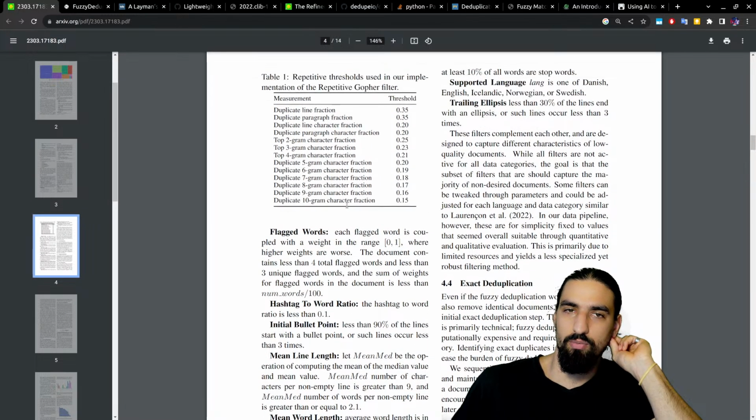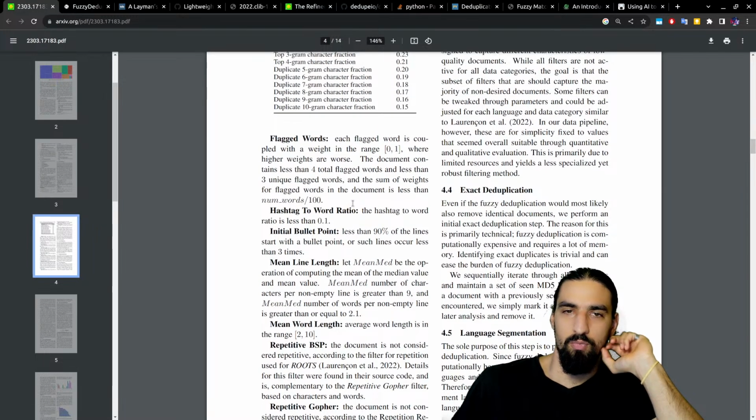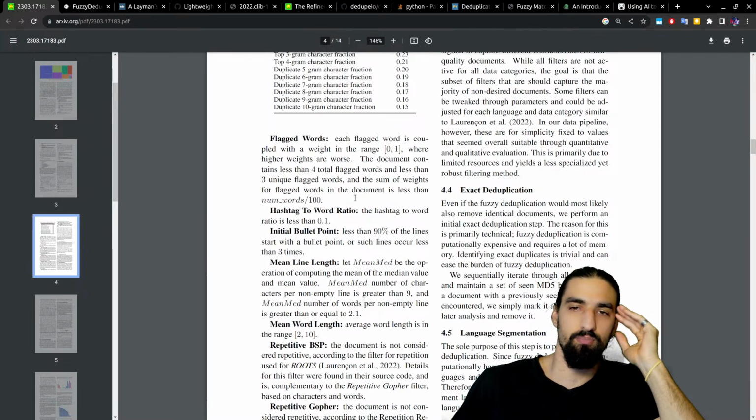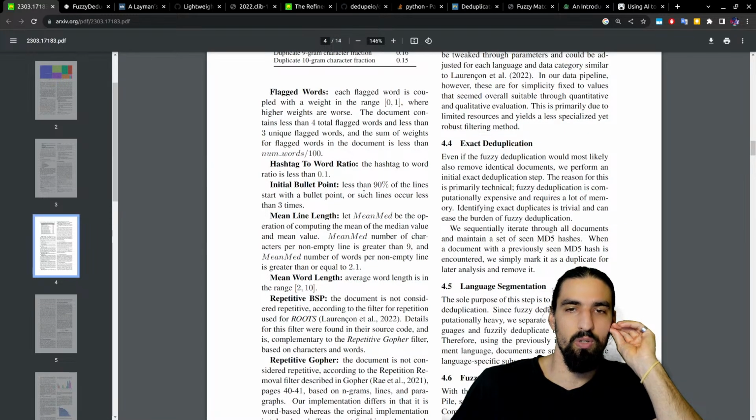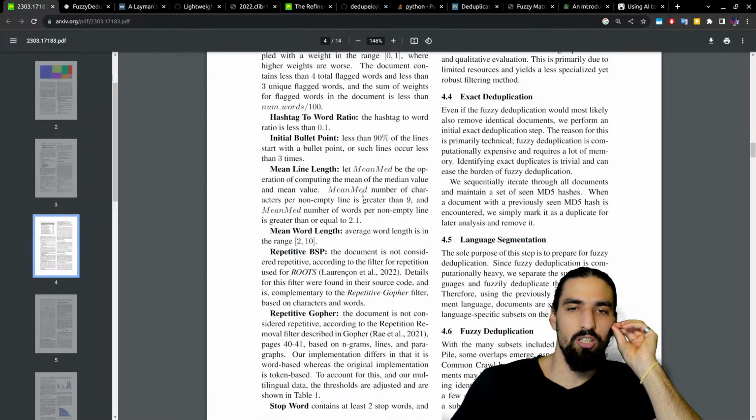Flag words. Each flag word is coupled with a weight in the range 0 to 1, where higher weights are worse. The document contains less than 4 total flag words and less than 3 unique flag words. And the sum of weights is less than, blah blah blah. Hashtag to word ratio. Initial bullet points, less than 90% of the lines start with the bullet point, or such lines occur less than 3 times.